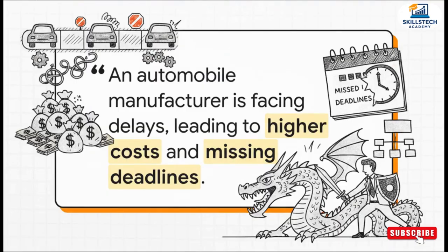An auto manufacturer's assembly line is just broken. It's riddled with delays. And this isn't just some minor hiccup. It's costing them a ton of money. And worse, they're missing deadlines, which is terrible for their reputation. So this is the big, fire-breathing dragon our hero analyst has to face.